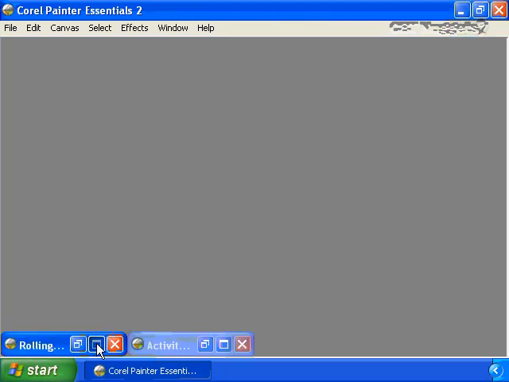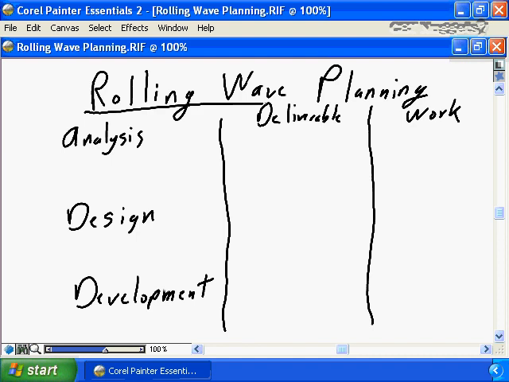So if we look at rolling wave planning, we have our overall project objective, where we're going to go through an analysis phase, a design phase, and a development phase.